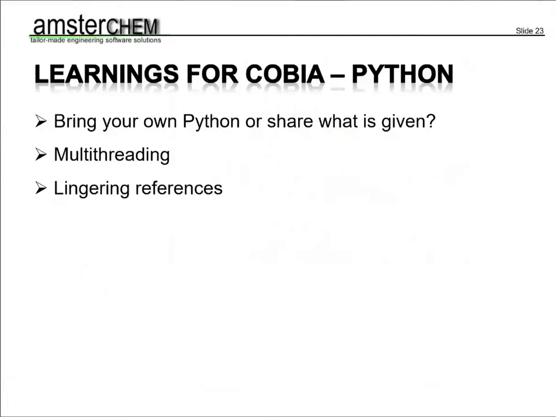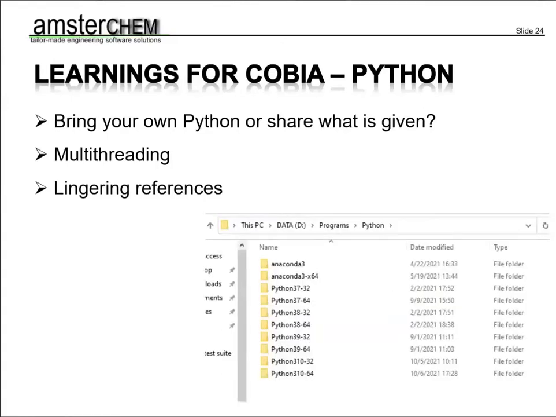I promised that I would share some learnings from what I learned when writing this Python unit operation, what we can use in the context of a COBIA Python language binding. And I also promised that I would elaborate on why Python is not the most suitable environment for multi-threaded production software. So the first question is, who brings Python to the table? On my computer, I actually have a whole nest of Pythons. They seem to multiply. The other items that I want to discuss are multi-threading and the issue of lingering references.